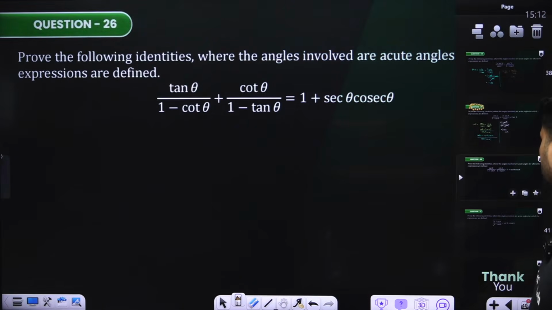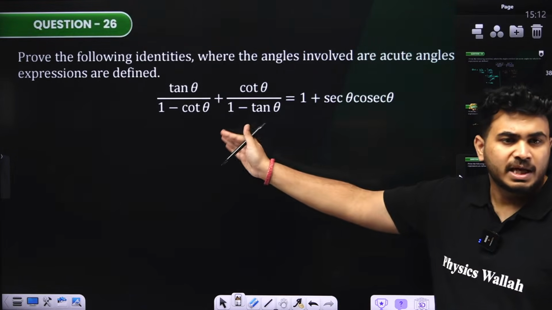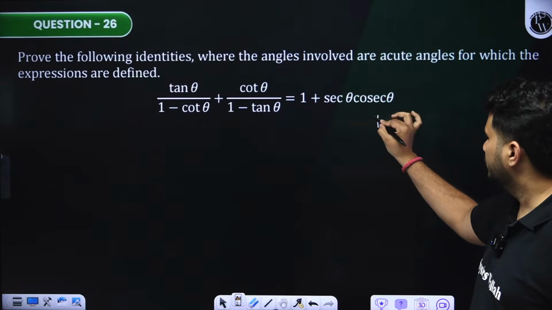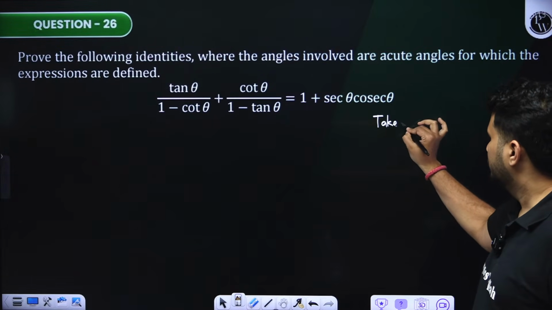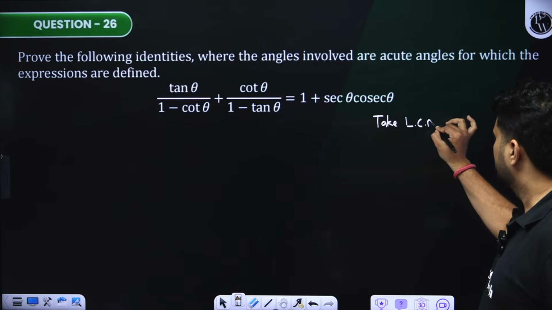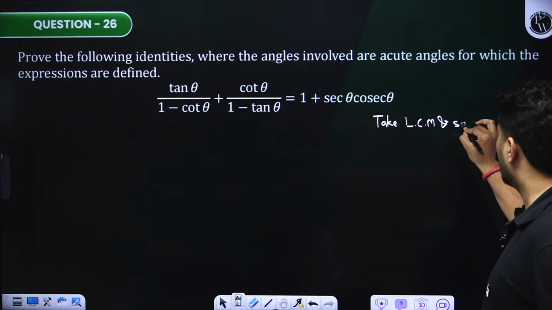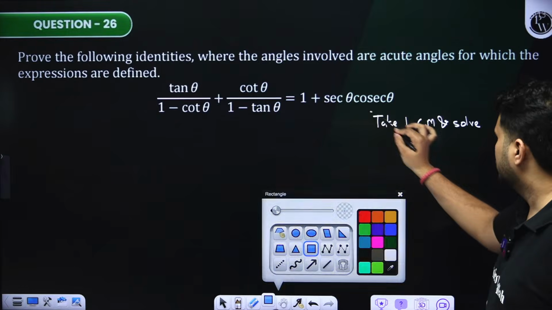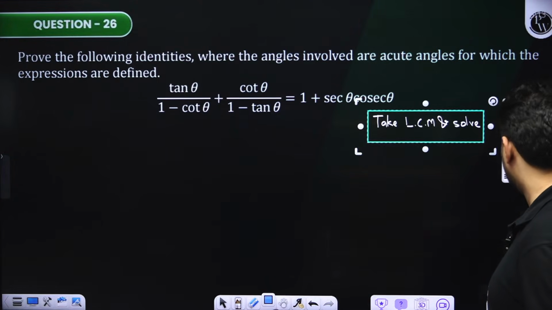Fine. Next problem, note. Tan theta by 1 minus cos theta, cot theta by 1 minus tan theta. Same thing you need to do. Take the LCM and solve. Fine. Hint is take LCM and solve. Okay. Practice problem, homework problem. Fine. Definitely you will get the answer. Clear? Last problem we go.